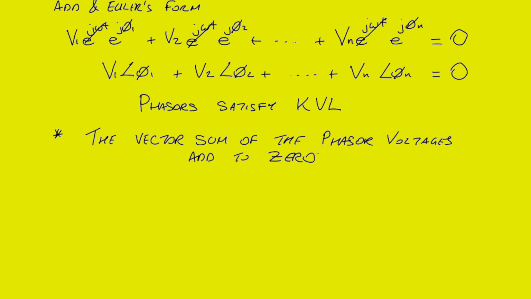We could do a similar procedure for Kirchhoff's current law, where we'll start with simply currents that become cosines, convert them to sines, and multiply by the imaginary number j. We can convert that to Euler's form. We'll go through exactly the same procedure, and we will find that the vector sum of the currents at a node must also add to 0. So Kirchhoff's voltage laws and Kirchhoff's current laws apply in the phasor domain.